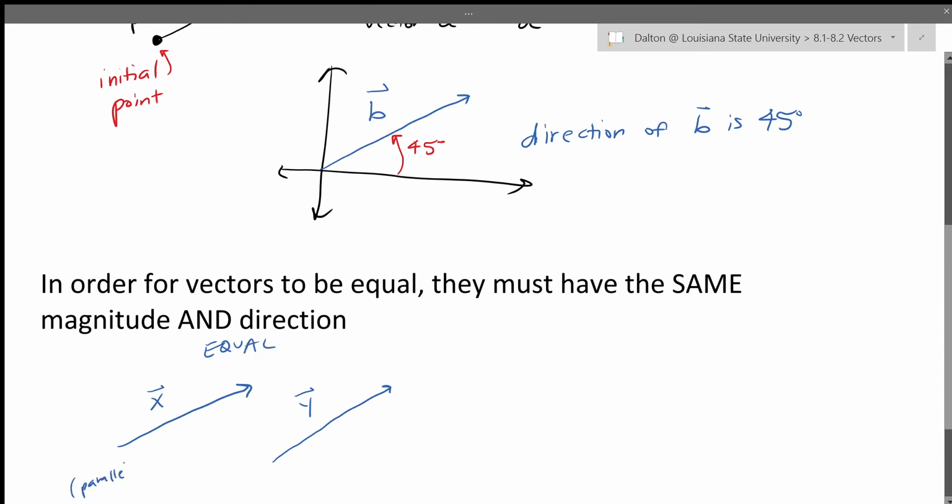Because if they have the same direction, that means that they're going to have that same angle to the x-axis. So they'd be parallel to each other. And again, the same length as well. So they have to have the same magnitude, same direction.